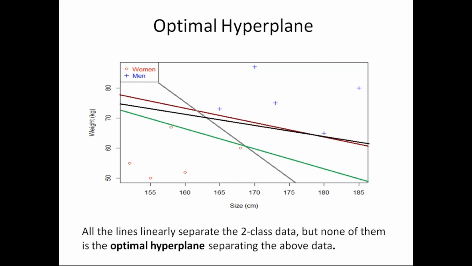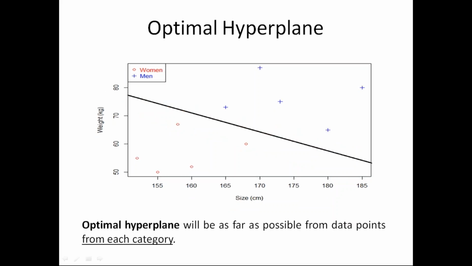Which one is the optimal? Which one actually should SVM choose? You know, green? Actually, none of them is optimal. I will show you how optimal will look like. See, optimal will be this. You have these data points, right? This, and this. This.